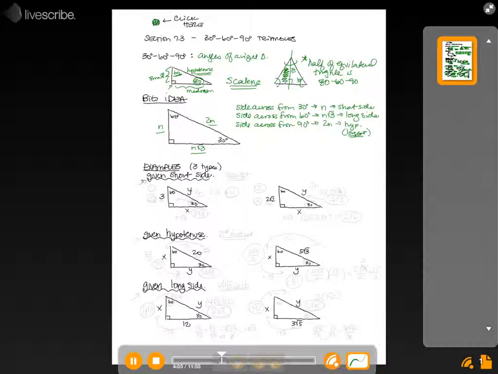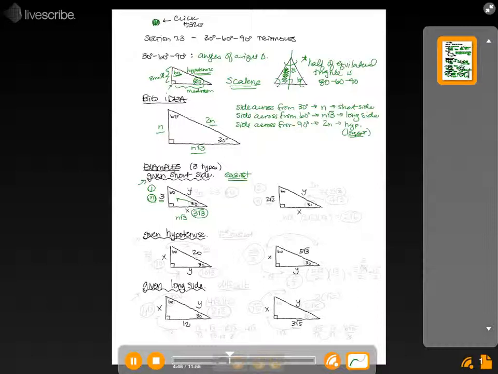First type is when you're given the short side. This is the easiest one to solve, because that would mean I give you N. So if we look at our first example here, we've got a 30, 60, 90 triangle. We know that because it's marked. It's got 30 and 60 as its degree measures. And I give you the side across from the 30. So this is our N. To figure out the X, the long side, we said that our rule was N root 3. Well, if N is 3, that means this is 3 root 3. And that's it. We just plug it in.